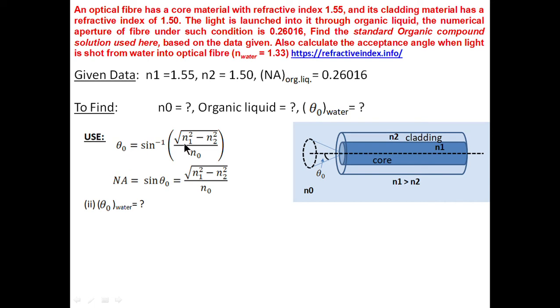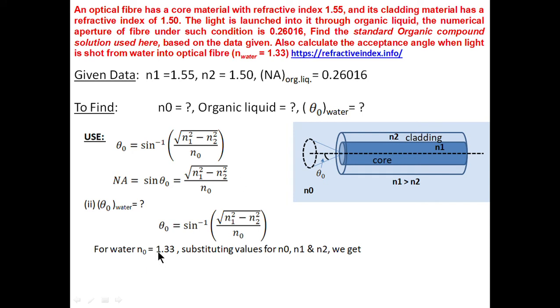N1 is known, the refractive index of the core; n2 is the refractive index of the cladding; n naught is the refractive index of the surrounding medium. So you put in all the values, it's a direct problem. Theta naught is equal to sine inverse of, substituting the values for water's refractive index n naught, n1 and n2, we get the value. Theta naught is 19.79 degrees. That is the limit within which total internal reflection can happen. Theta naught is 19.79.